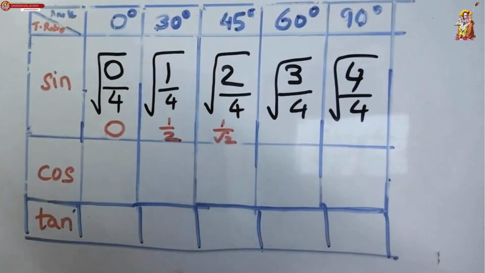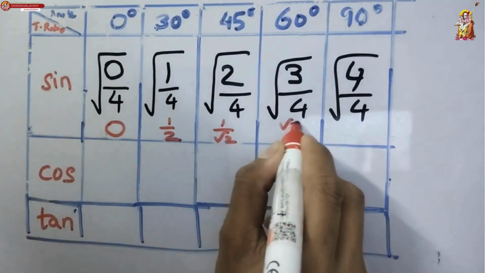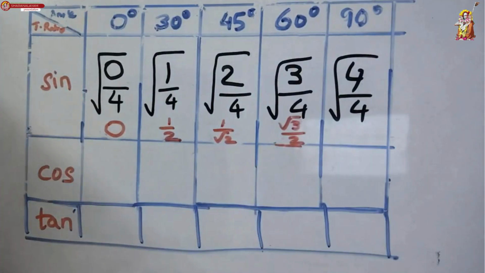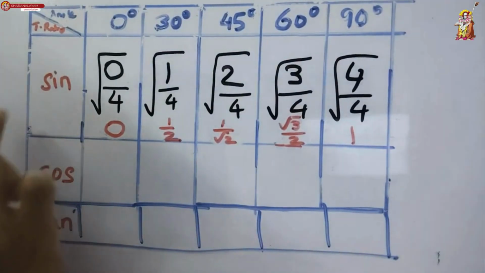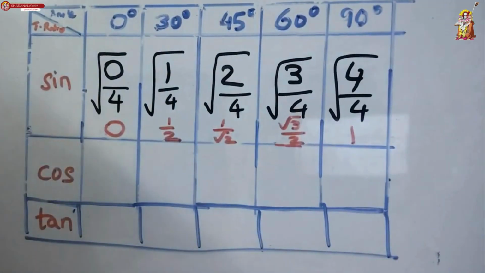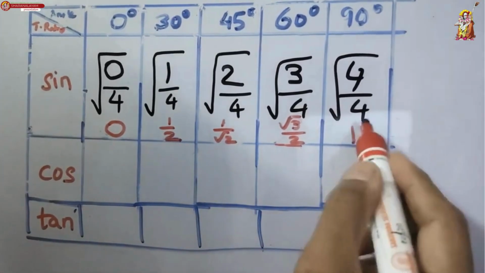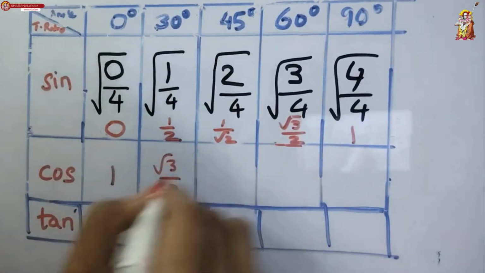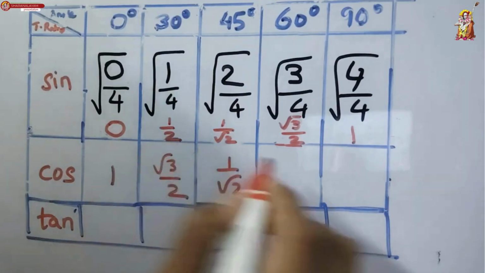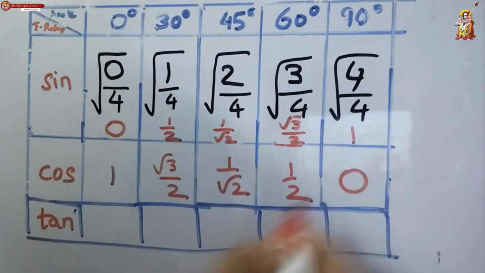And square root of 3 upon 4 gives you square root of 3 upon 2. Square root of 3 upon 2. That is sine of 60 degrees. And what is 4 upon 4? 1. So, square root of 1 is 1. So, sine of 90 degree is 1. So, you have the sine values of all these angles. And the cos values of all these angles will be in the reverse order. So, starting from 1 comes here, root 3 upon 2, 1 upon root 2, half, 0.